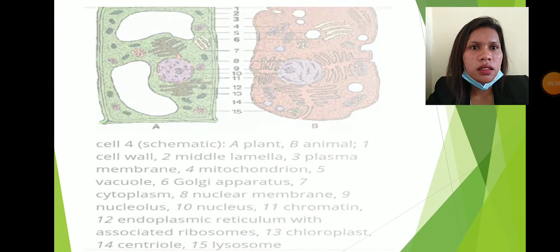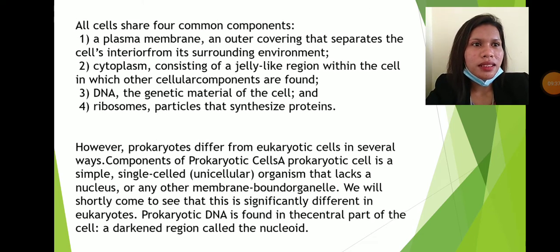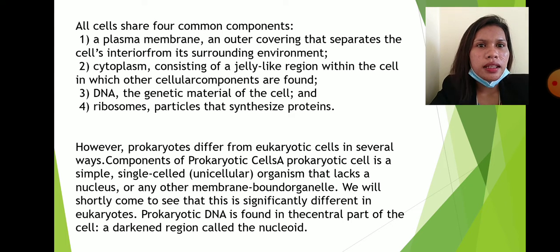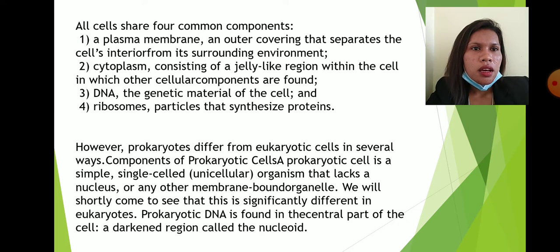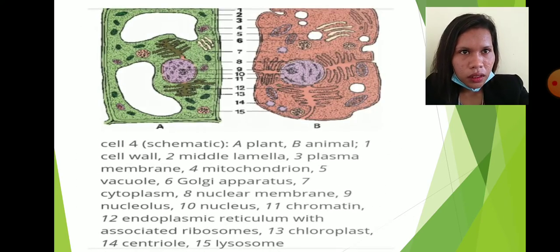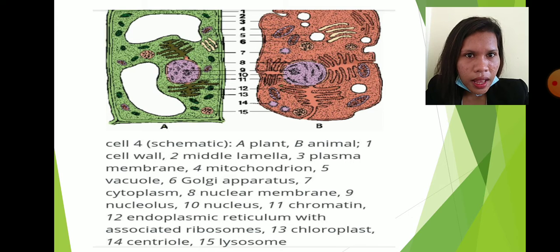Next is, okay, bilis-bilisan natin, guys. So, all cells share 4 common components. So, lahat ng mga cells ay may 4 na components. So, number 1 is plasma membrane. Plasma membrane is an outer covering that separates the cell's interior from the surrounding environment. As we see dito, number 1 is the plasma membrane.